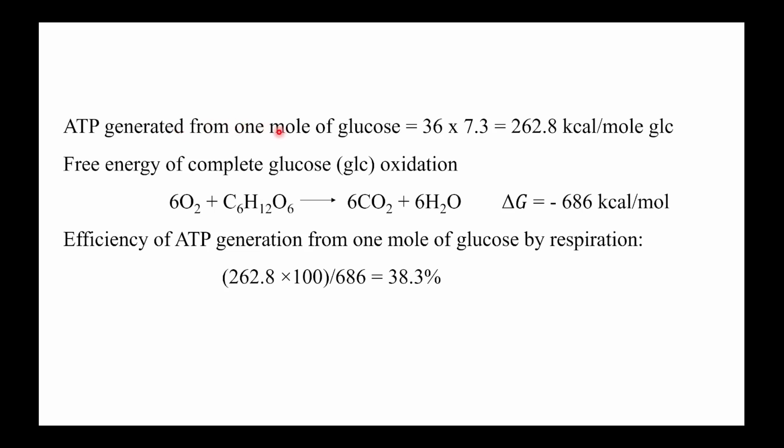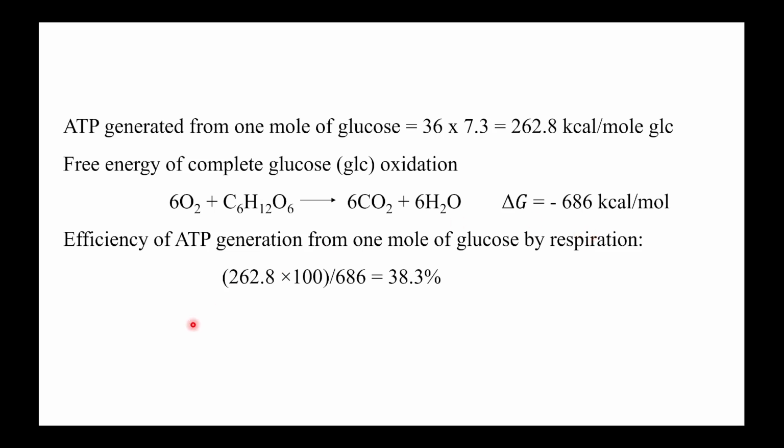ATP generated from 1 mole of glucose would be equal to 36 into 7.3. That is 262.8 kilocalories per mole of glucose. Now, the free energy of the complete glucose oxidation is given as 686 kilocalories per mole. So, this is the complete oxidation of glucose. From 1 molecule of glucose, 6 carbon dioxide and 6 water molecules have formed, and the total free energy is 686 kilocalories per mole.